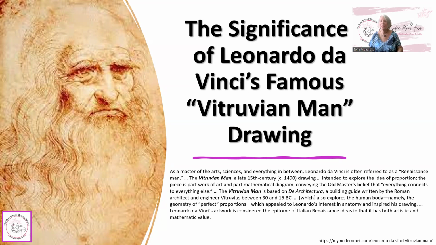Leonardo da Vinci himself was considered a Renaissance man, and that's because he was a master of so many bodies of knowledge, including arts and sciences and all kinds of other things, mechanics, mathematics, etc. I guess mechanics and mathematics could fall under the sciences, but anyhow. And the reason he drew the Vitruvian Man is because he wanted to explore the idea of proportion. And so this image of his really conveys his belief that everything connects to everything else.